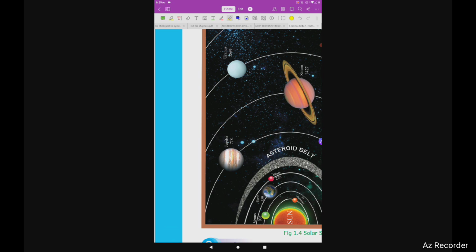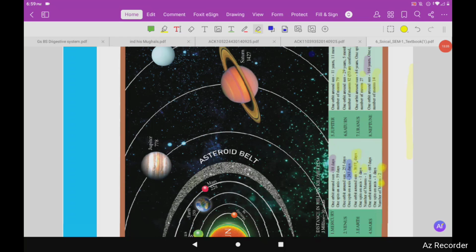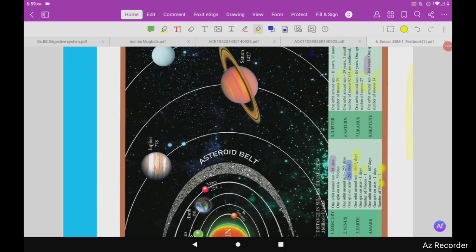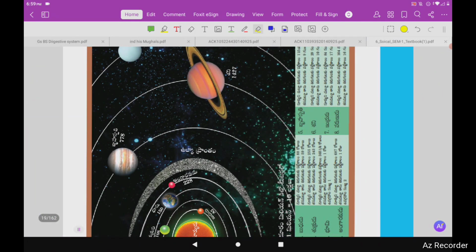The highest number of satellites is for Saturn, that is 82. The second highest is for Jupiter, that is 79, and our Earth has 1. So these are a few things about satellites.